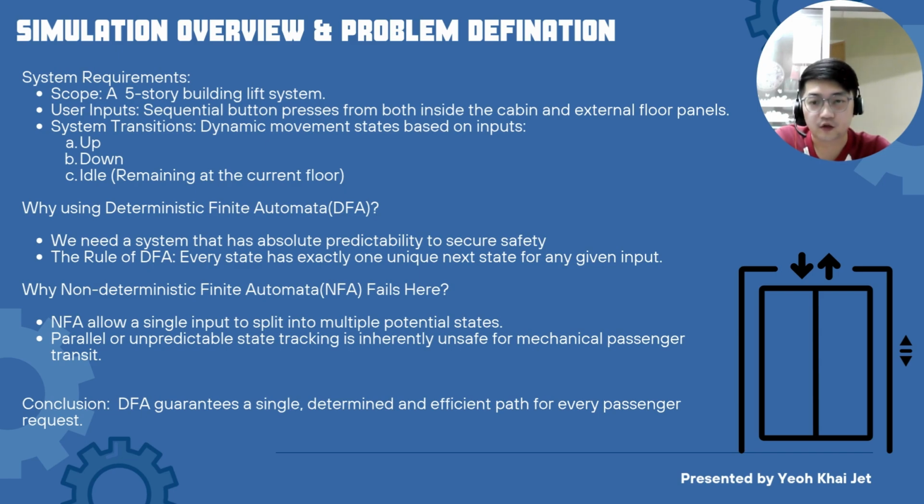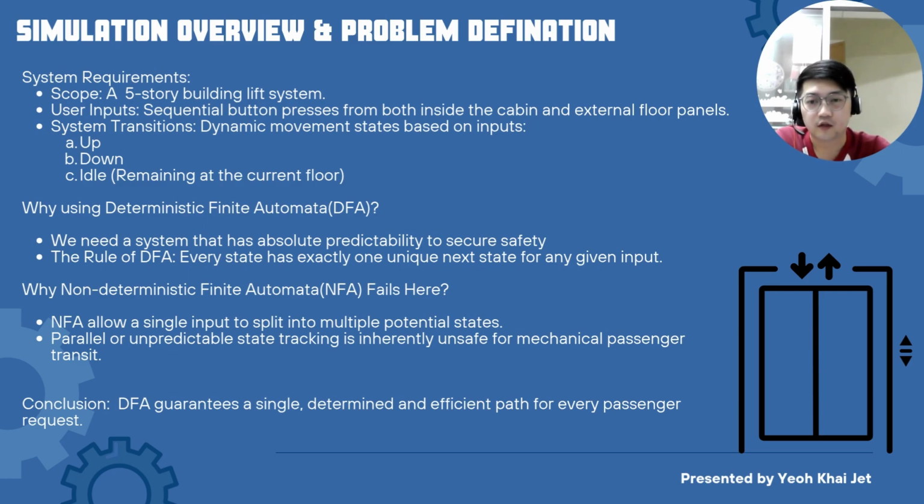So when designing the control logic, we will compare 2 fundamental models, which are the deterministic finite automata, also known as DFA, and the non-deterministic finite automata, also known as NFA. For our system, we will use DFA as our control logic. The reason for choosing DFA is its characteristic, which is predictability. In DFA, for any given state and given input, there is exactly one unique next state, and there is no ambiguity. This ensures the lift will transition to a certain state and at the same time ensures the passenger's safety because of this certainty.